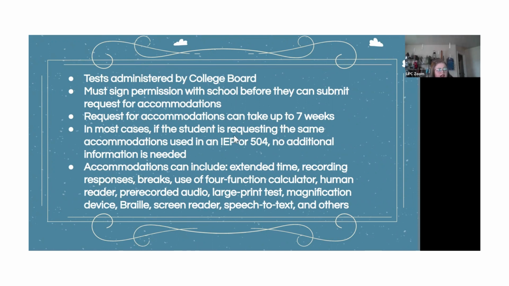And again, just like with the ACT, in most cases, if the student is requesting the same accommodations used in an IEP or 504, no additional information is needed. And accommodations can include, but are not limited to, extended time, recording responses, use of a 4-function calculator, a human reader, pre-recorded audio, a large print test, magnification device, Braille, a screen reader, speech to text, and then other accommodations as well.